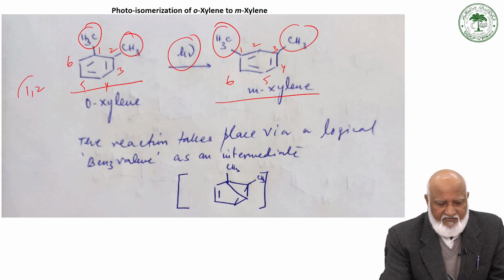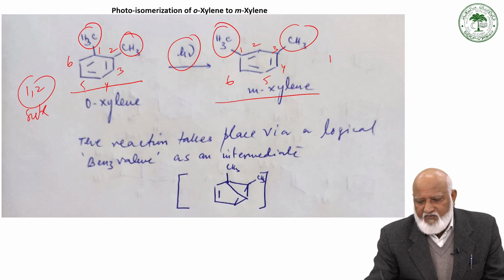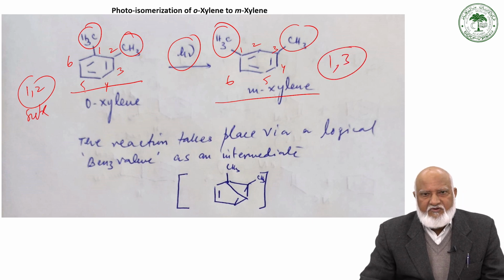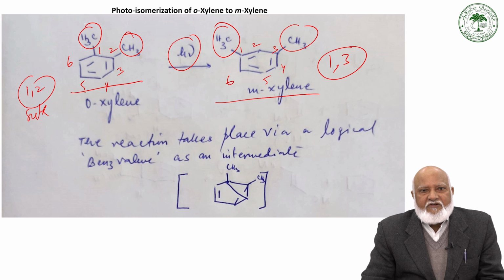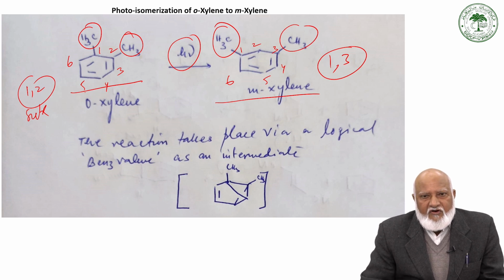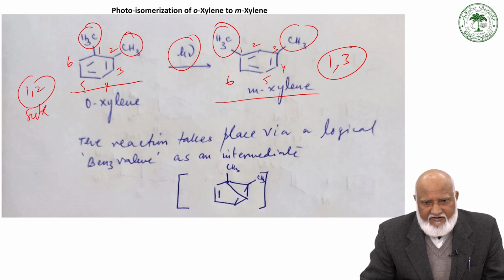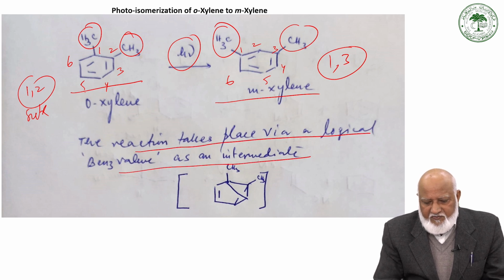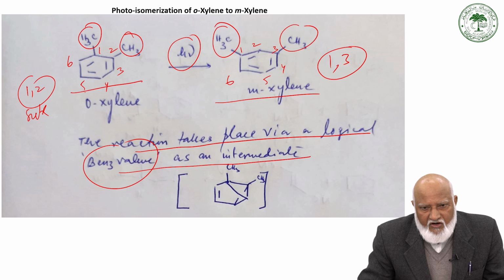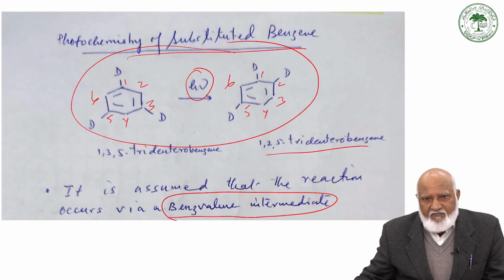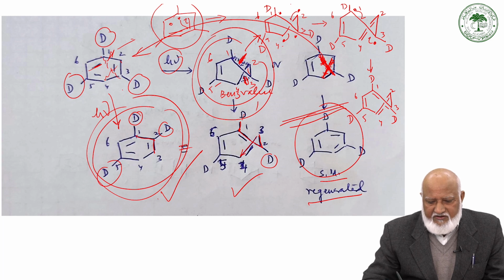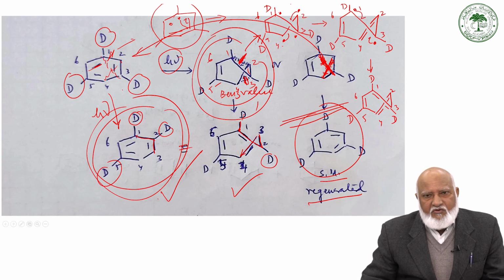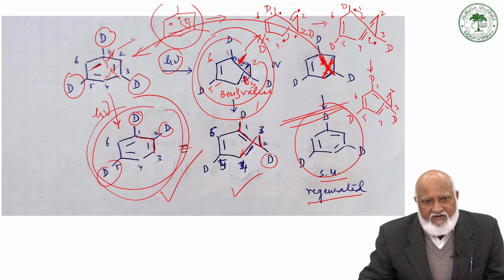1,2 position substituent and this 1,3 position is substituent. So, it is a photo rearrangement of substituted dimethyl benzene from 1,2 to 1,3, and let us see. The reaction takes place, as usual, via benzvalene as a logical intermediate in this case also. As we have already seen, the main intermediate involved in the photoisomerization of trideuterium benzene from 1,3,5 to 1,2,5 is via the benzvalene intermediate.